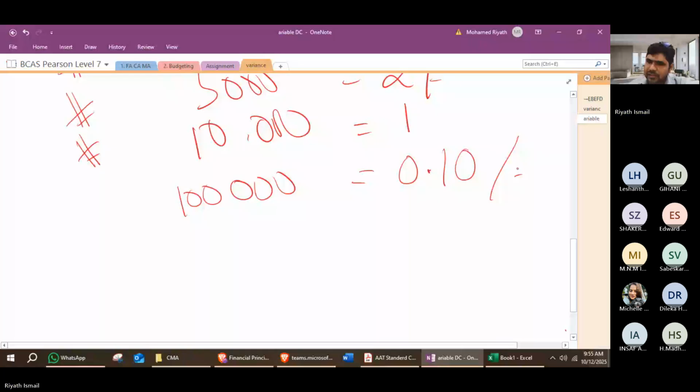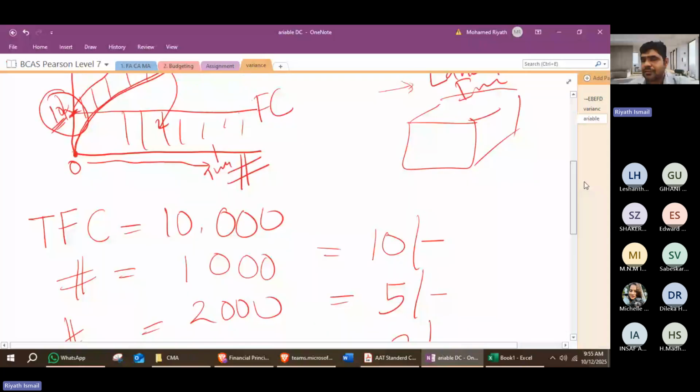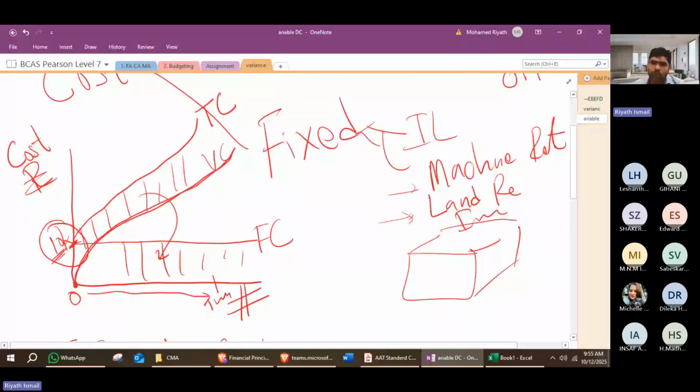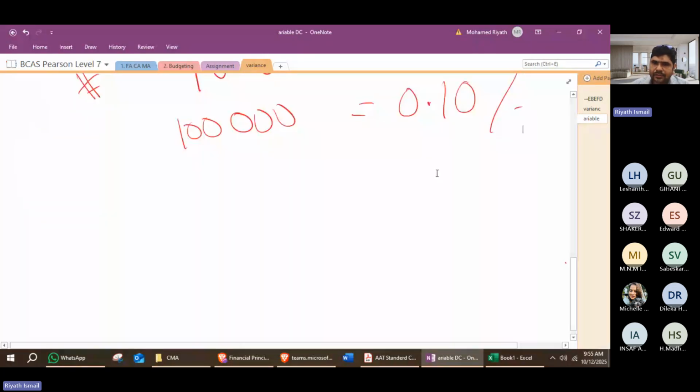This is how it behaves. You purchase a machine, or you rent a machine. Whether you use the machine to produce just 1 unit, 1,000 units, 5,000, 10,000, or 100,000, we have to pay that 10,000, a one-time payment. So when we see the behavior of the fixed cost per unit, the graph looks like this.